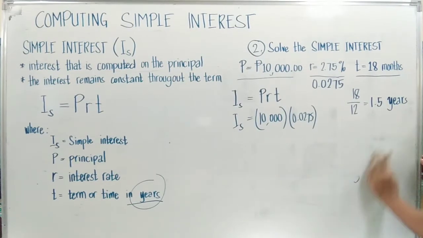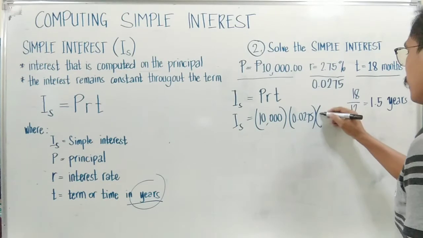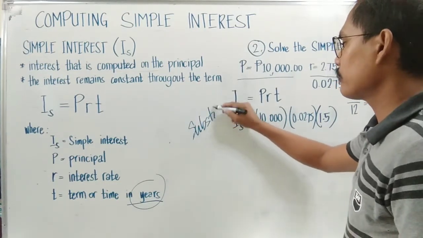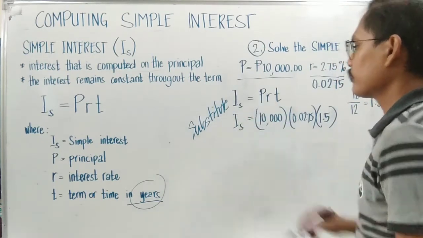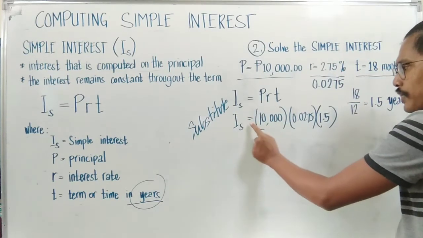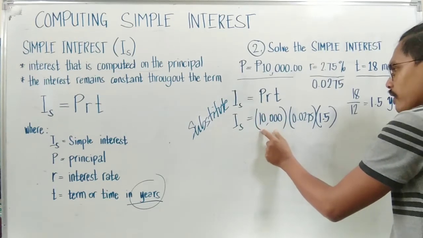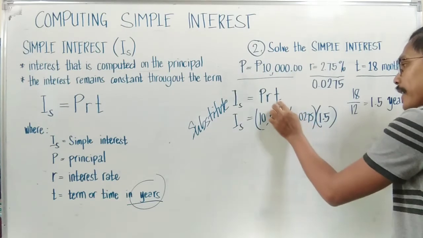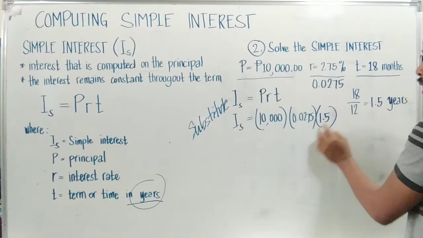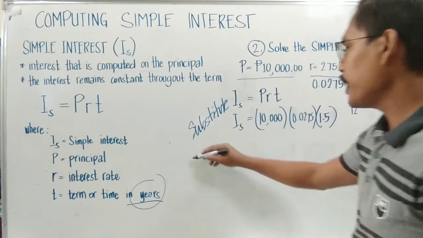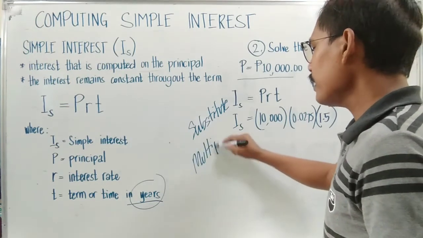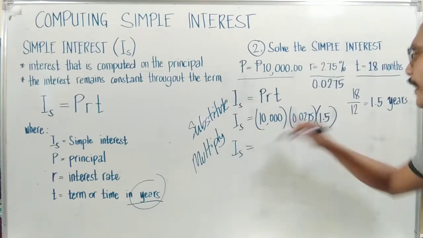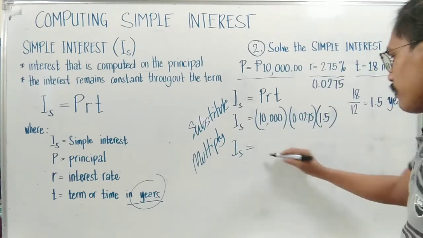Then we have to substitute. Simple interest, I sub s, is equal to principal, which is 10,000, times rate, which is equal to 0.0275, and time is equal to 1.5 years or 18 months. Then we have to multiply. You can use your calculators and input and hit equals.